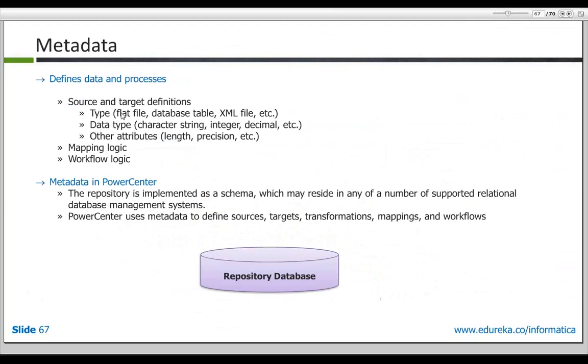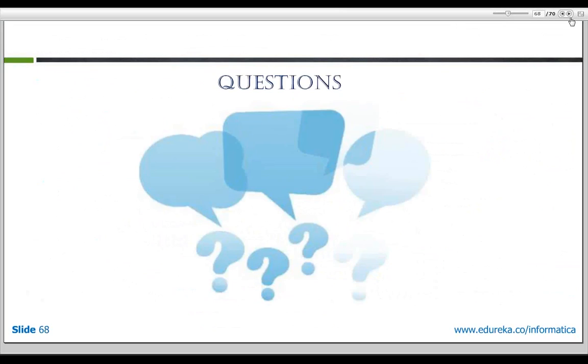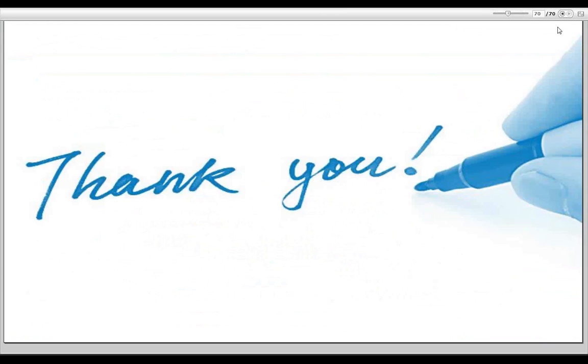So it says the source definitions. You can have different types of sources available. You will have different data types available, different lengths and precisions as well. So that completes our second module.